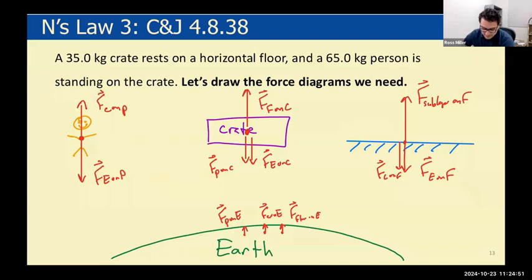Okay, so all that to say, the crate on the person is equal and opposite to the person on the crate. So this and this are a third law pair.